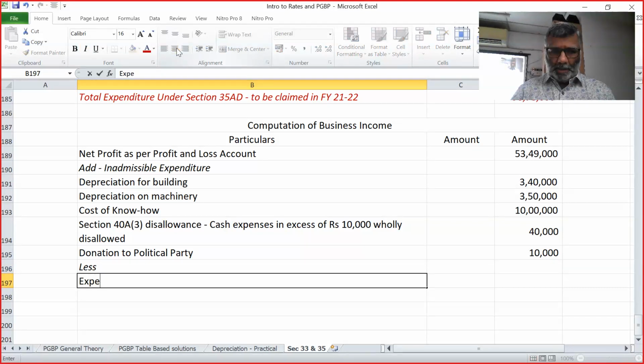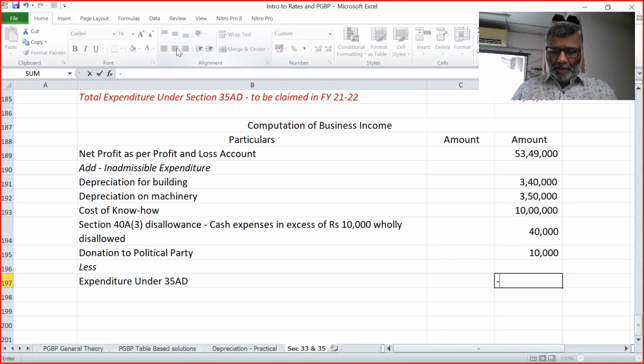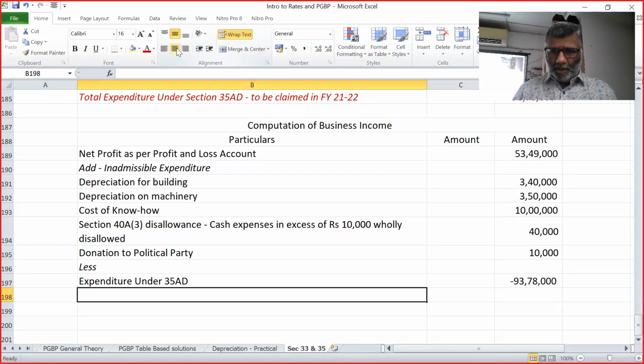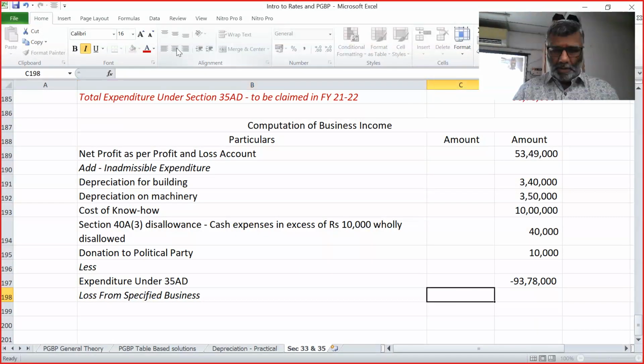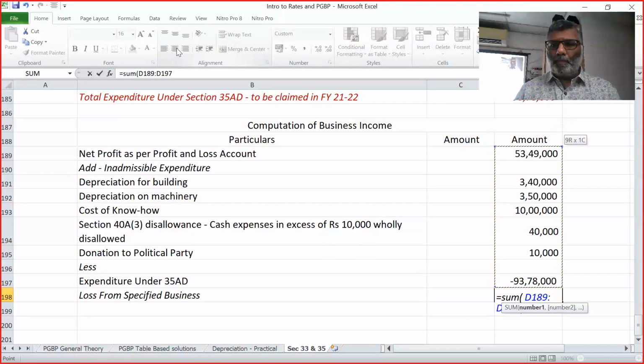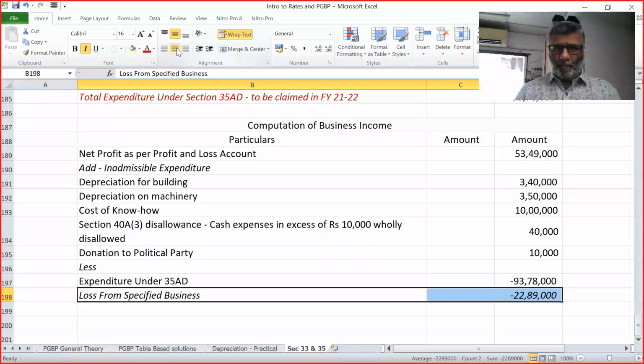Less expenditure under 35AD, 93,78,000. Okay. Loss from specified business. This cannot be set off against our commission or dividend from foreign company.